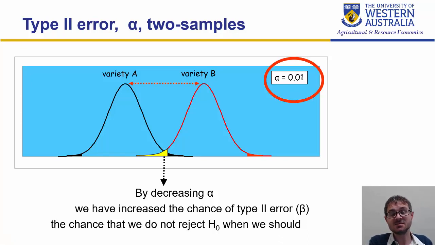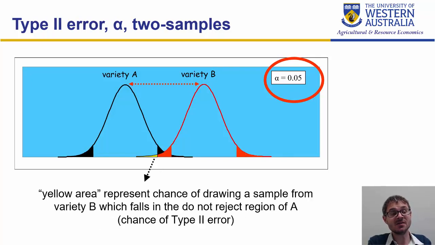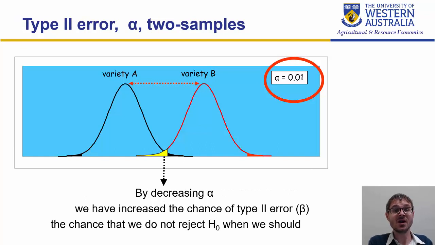Now, as I've set this particular example up, you might say, well, that's a really tiny bit of yellow. Your chance of making a type 2 error is tiny. And here, it's still very small. So, should I be really concerned?